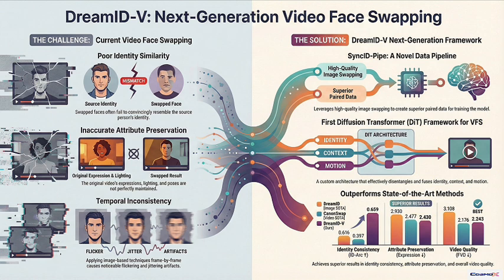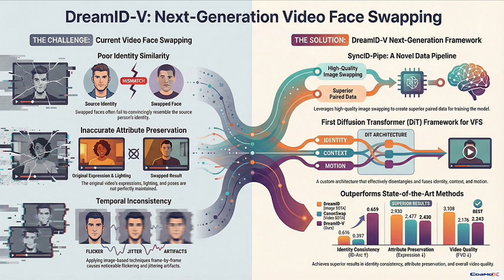They created something really brilliant called the SyncID-Pipe. It's a data pipeline. And the core idea is, instead of trying to create new video data, they use the best existing image models to generate these bidirectional ID quadruplets. So they're using the gold standard from images to teach the video model. Precisely. They're training the video model on what a perfect still frame should look like.